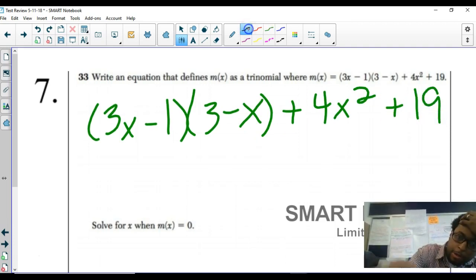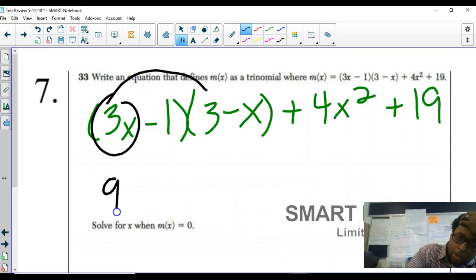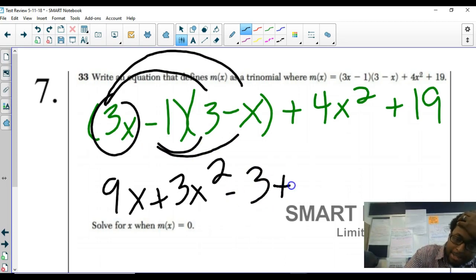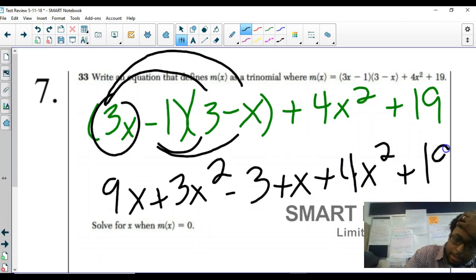So my first step, we're going to multiply. I'll do this times this, which is going to give me 9x. I'm going to do that same one times this, which is going to give me 3x squared. I'm going to do the negative 1 times the 3, which gives me negative 3. And then I'm going to take the negative 1 times the negative x, it's going to give me positive x. Then I have a plus 4x squared plus 19.